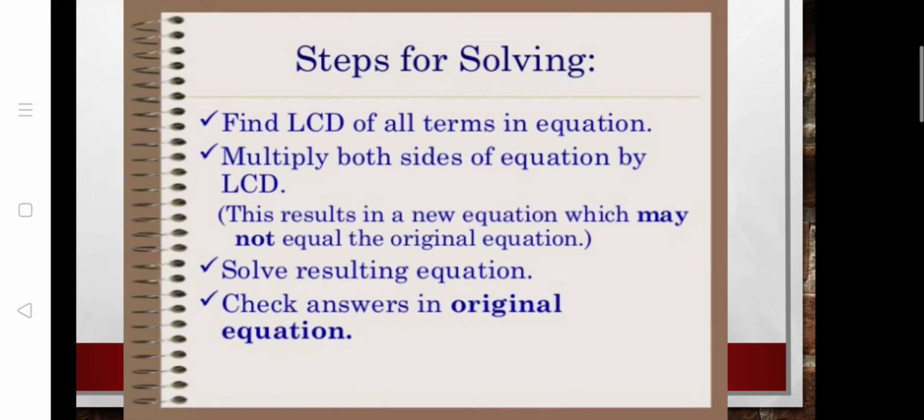Here we have the steps for solving rational equation. First step is you have to find the LCD of all terms in the equation. Then second step, you have to multiply both sides of the equation by the obtained LCD. Then solve the resulting equation. Then after that, you have to check if the obtained value of x will make the rational equation true.